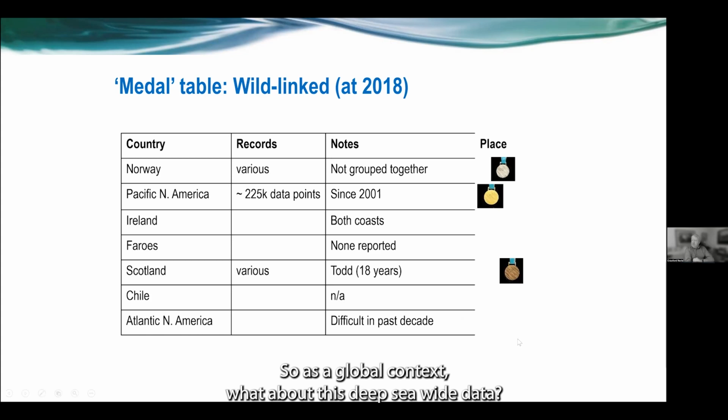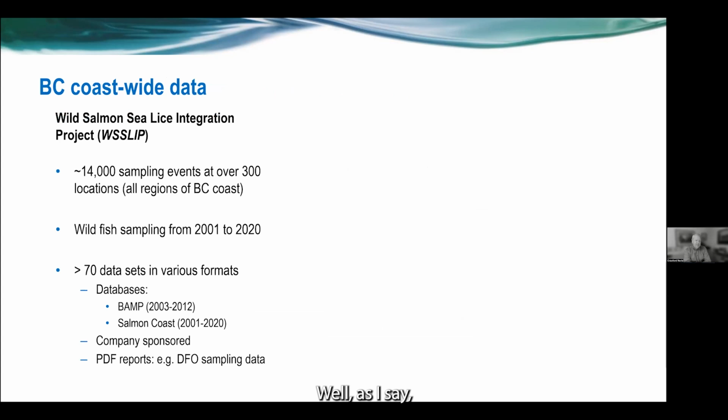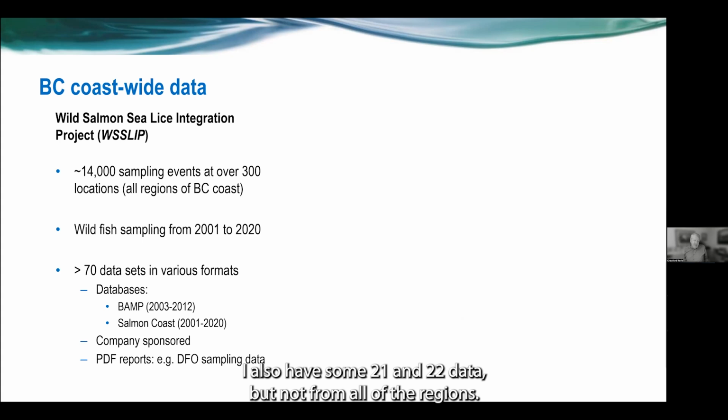What about this BC-wide data? Well, as I say, almost 300,000 fish in the data set that we're talking about today, running right back from 2001 till 2020. I also have some 2021 and 2022 data, but not from all of the regions. And we're in discussion about whether we should update these last 2 years of data into a paper that we're currently preparing for publication.